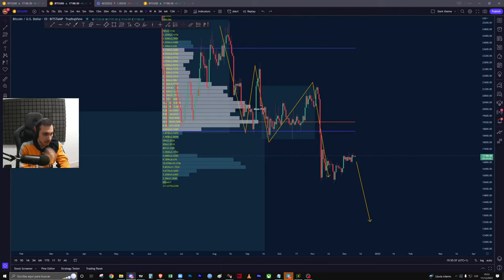What I'm going to do now is shrink the image to hide the pair, the price, and the time, and then I will pick a random pair so that nobody can cheat. There we go.